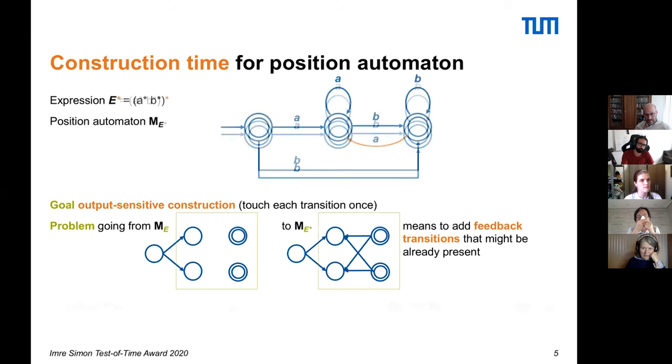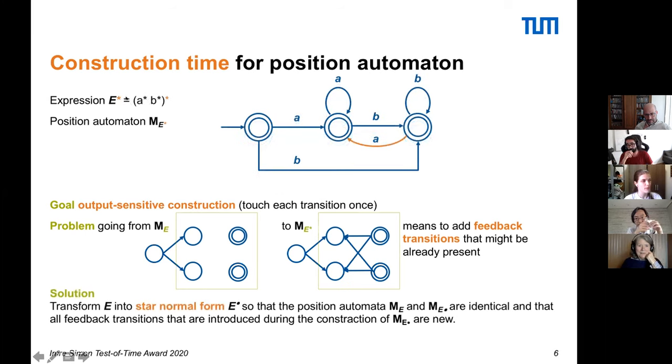if we look at our example here, if we go now from the original E to E star, then all transitions in this case that were in this E automaton were already feedback transitions. And the only new transition that we might legally add is this one, the red one, and all the others we will also add if we just go naively about it, but they will then be redundant additions, of course.